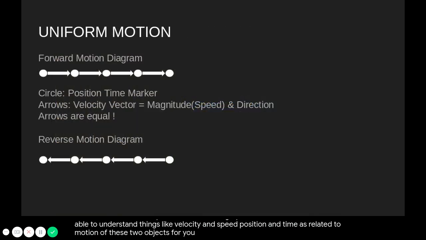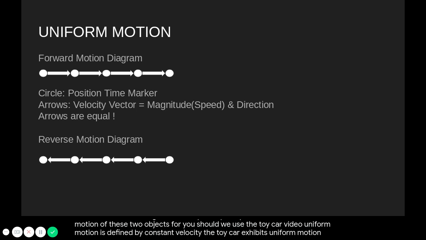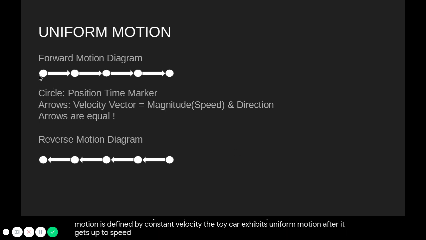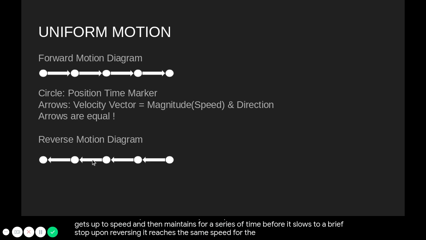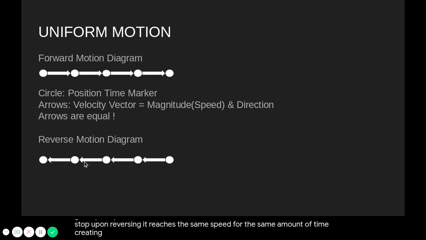For uniform motion, we use the toy car video. Uniform motion is defined by constant velocity. The toy car exhibits uniform motion after it gets up to speed and then maintains that for a series of time before it slows to a brief stop. Upon reversing, it reaches the same speed for the same amount of time, creating this uniform motion.